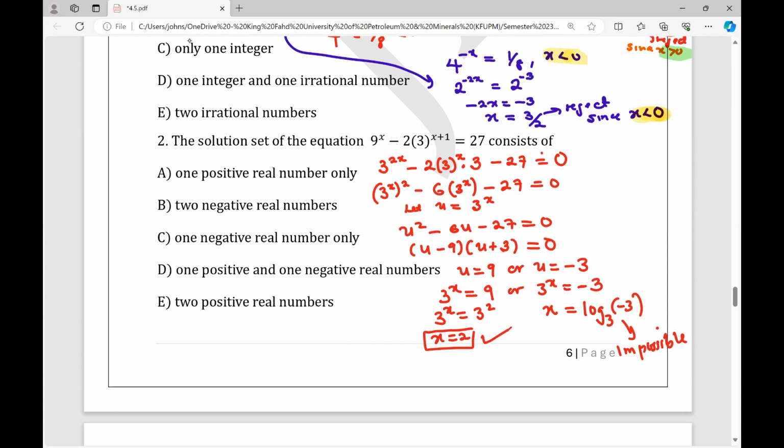Right? So this is the only solution. So the equation has only one positive real solution.